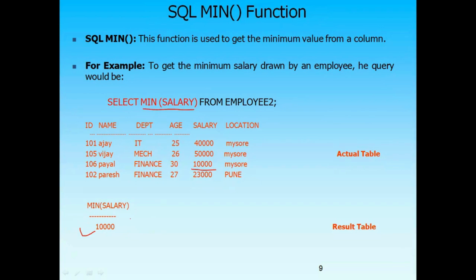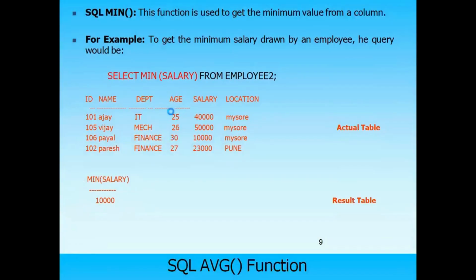Because this is a temporary result, you can store it in a variable in programming and then display it on the form. This value is actually not available in the table. From the table, we are deriving or calculating this value with the help of these functions. That's why this is a temporary result, so you can store and display it on the screen. By default, this query gives the name of the function to the result, that is minimum salary. You can also change it with the help of aliasing here.